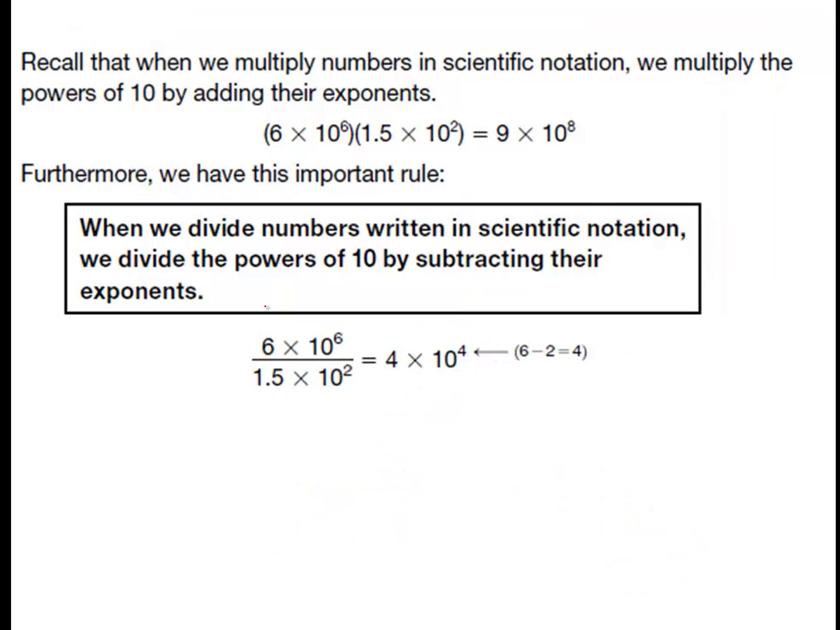As you saw in that example, when I divided, I subtracted the exponents. You've done this before, not in scientific notation, but with normal fractions. Recall that when we multiply scientific notation, we add the exponents together, and we'd get the 8. When we divide, we do just the opposite and subtract them. Here we subtract the 6 and the 2, and we get the 4. Just remember, when we're dividing, we're subtracting exponents, and when we're multiplying, we're adding exponents.